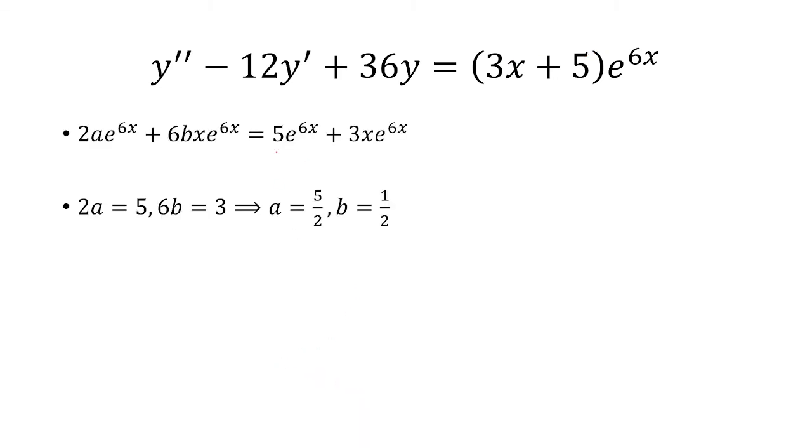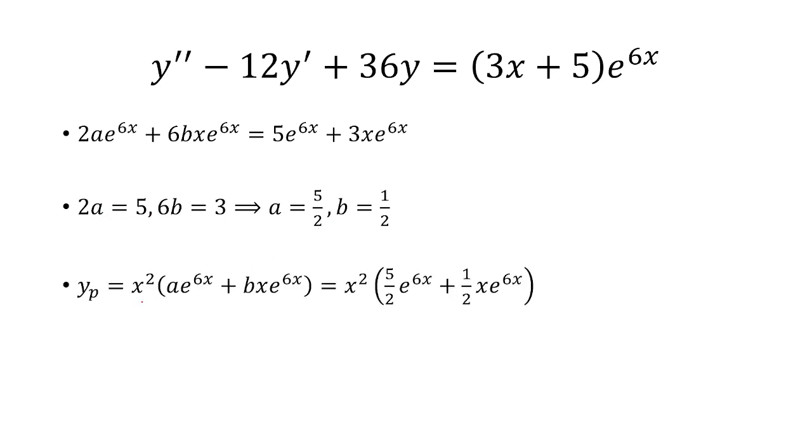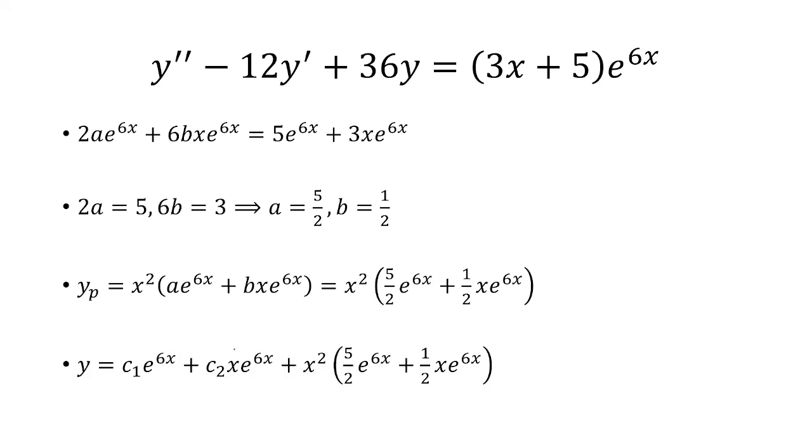So if I compare the first two, I ignore the exponential and just say 2a equals 5. And then the second one, I ignore x e to the 6x and see it's 6b equals 3. So that means a has to be 5 halves and b is 1 half. So this was my particular solution. And so I substitute a equals 5 halves and b equals 1 half. And then finally, I can combine what I found originally for the homogeneous differential equation, which is these first two terms, and then add that to the particular solution. And so this is my final answer.